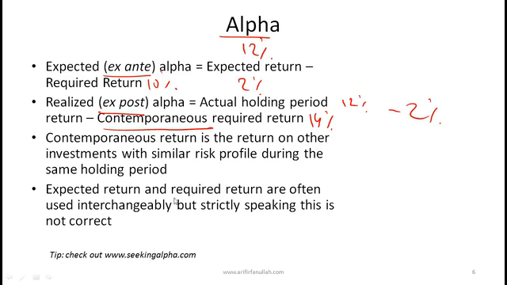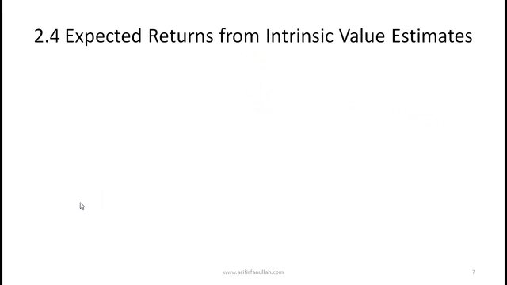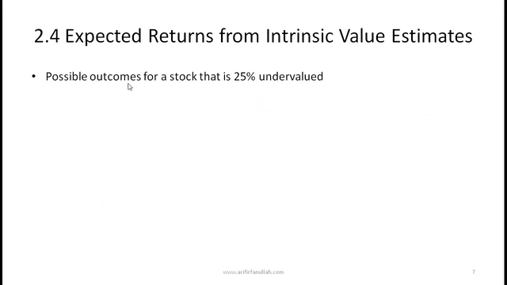The expected return and required return are often used interchangeably, but strictly speaking, this is not correct. Why? Because when can we say they are the same? They are the same if markets are efficient and all stocks are fairly valued. On the other hand, if you don't have an efficient market and some stocks are, let's say, undervalued, then the expected return will be more than the required return. Expected returns from intrinsic value estimates.